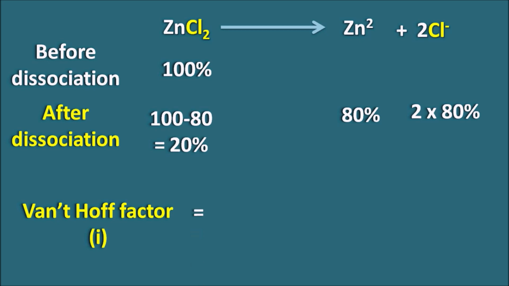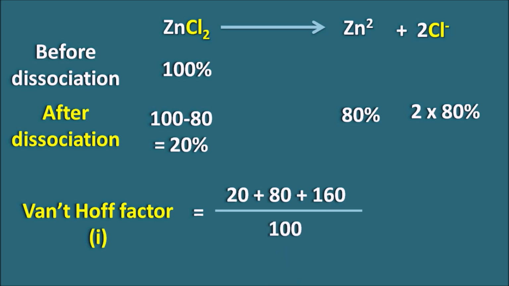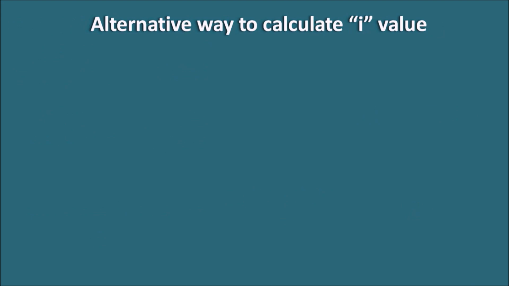So which is nothing but 20 plus 80 plus 160 by 100, which on solving we will get 2.6. So the Van 't Hoff factor i for the zinc chloride is 2.6, which is again undergoing practically 80% dissociation. In this way, we can calculate the Van 't Hoff factor for the strong electrolytes by just writing their chemical equation. Now let us see an alternative way to calculate the i value.